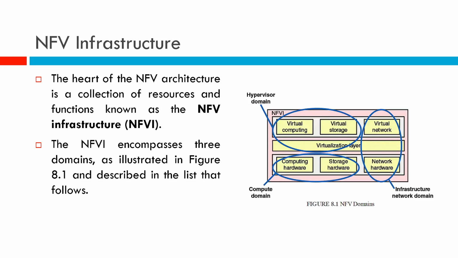If we come to the infrastructure, that is the network function virtualization infrastructure, again we are coming back to the main area. There are three domains: hypervisor domain, compute domain, and infrastructure network domain. In the hypervisor domain, we have virtual computing, virtual storage, and the virtualization layer. The virtualization layer sits between the hypervisor domain and the compute domain, and it is also part of the virtual network and the network hardware in the infrastructure network domain.